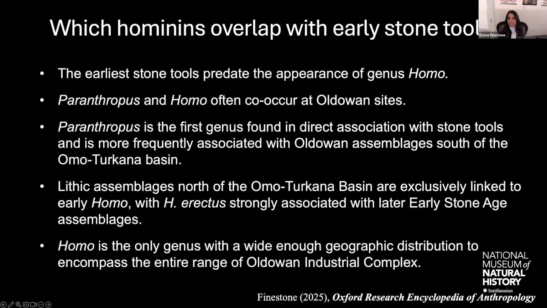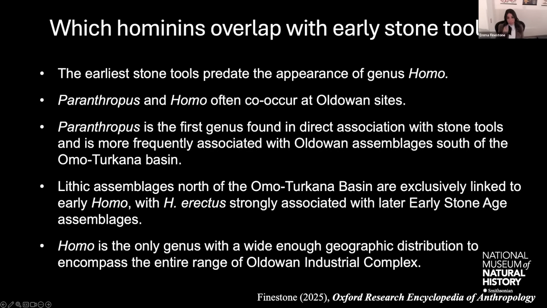So to summarize what we can deduce from the overlap of Oldowan and Lomekwian assemblages and early hominin tool makers is that the earliest stone tools predate genus Homo. So it's pretty likely that genus Homo wasn't the only genus that was making and using stone tools. Paranthropus and Homo often co-occur at Oldowan sites, and Paranthropus is actually the first association between Oldowan tools and a hominin, because Nyanga is the oldest association and only Paranthropus is found there.